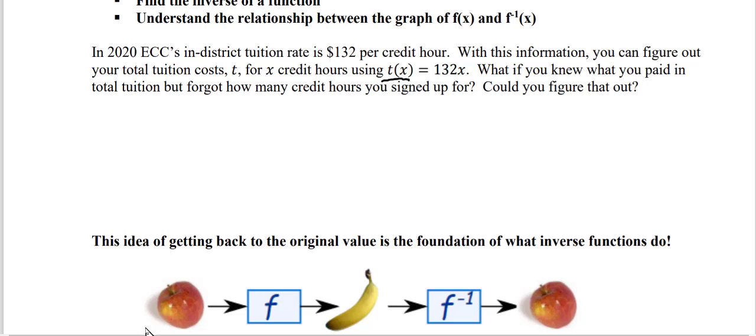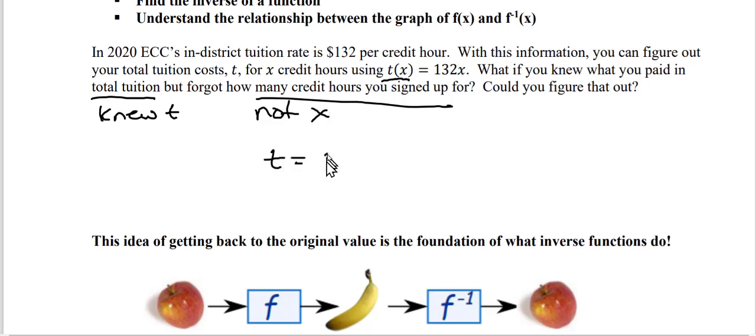What if you knew what you paid in total tuition, but forgot how many credits you signed up for? So you knew your T, but not X. Could you figure that out? Well, you could use this equation for that, right? Whatever that T is equal to 132X, you could plug in the number for T for the tuition and then solve for X by dividing by 132.